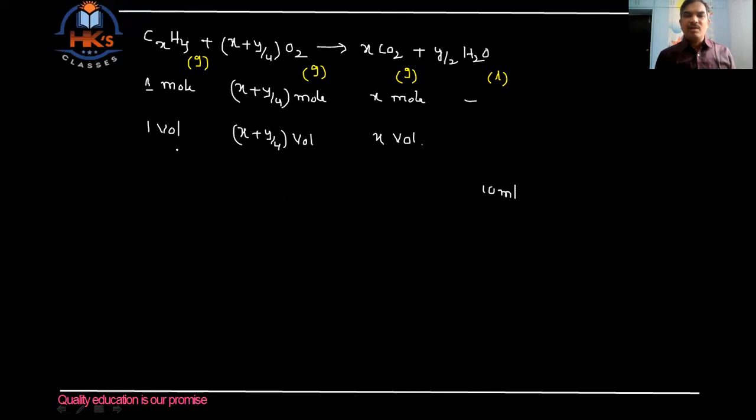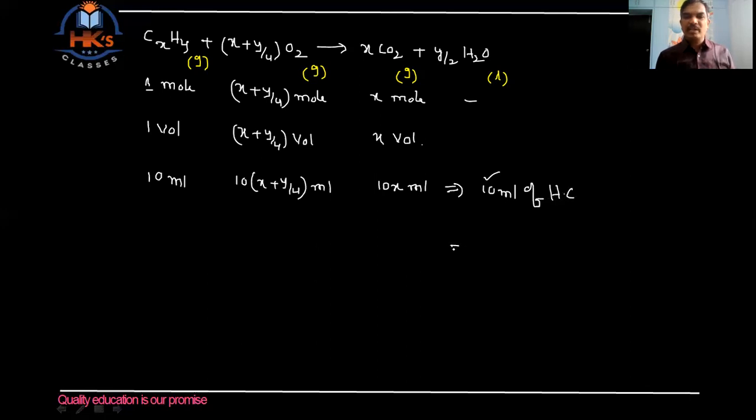Then convert all these according to this volume of hydrocarbon. So in this example, if they are given 10 ml of the hydrocarbon, multiply every value with 10. That means you take this as 10 ml of the hydrocarbon, and for every 1 volume you are getting x plus y by 4. But what is the volume given? 10 ml. That means you should take it as 10 into x plus y by 4 ml. And this should be 10x ml. This is corresponding to this volume of the hydrocarbon.